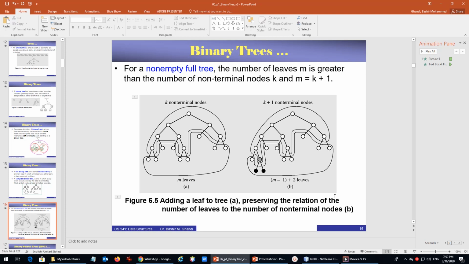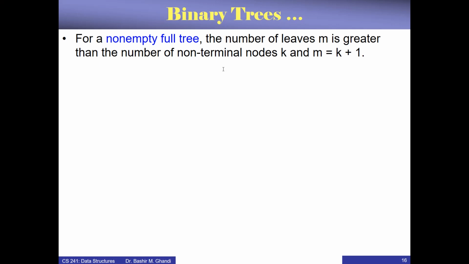Now there is one nice property about full trees, which is that there is a relationship in a full tree between the number of leaf nodes and the number of non-leaf nodes. The number of non-leaf nodes is always less than the number of leaves by 1. Or put another way, the number of leaves is always more than the number of non-leaves by 1. But of course this is specifically for full trees. Let's take an example.